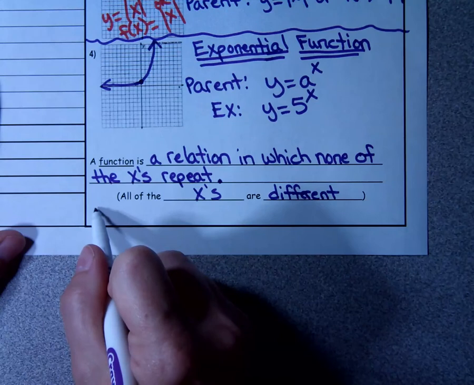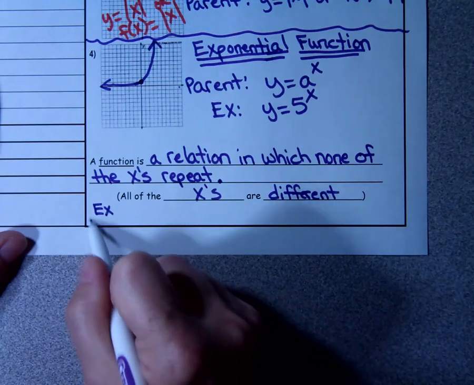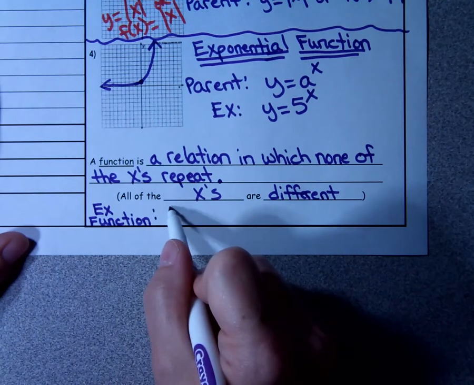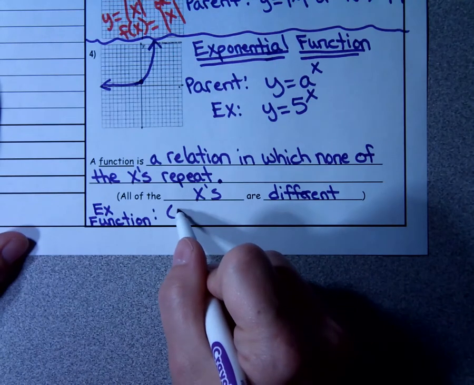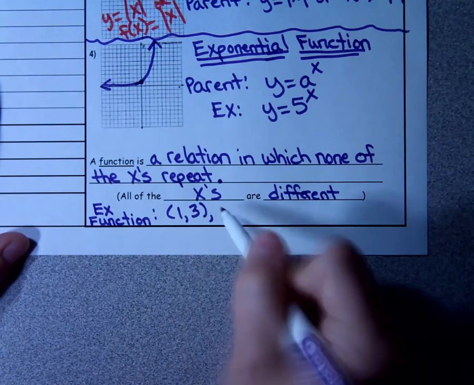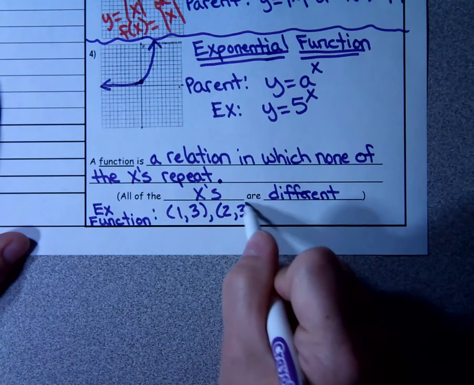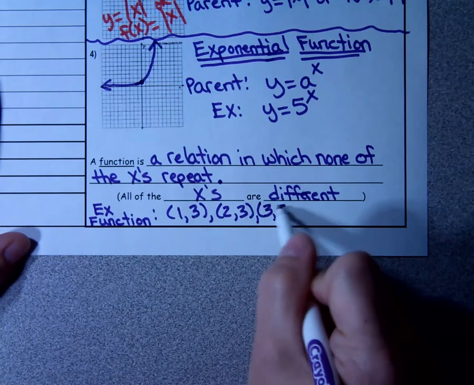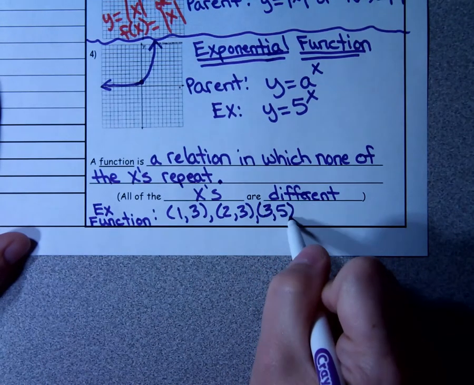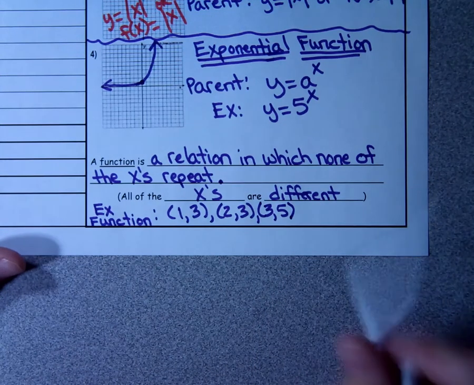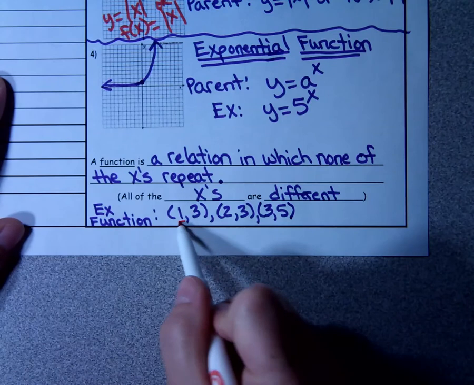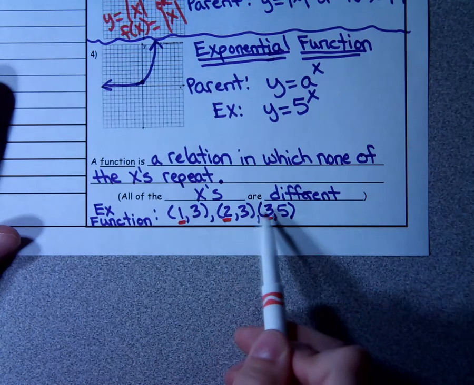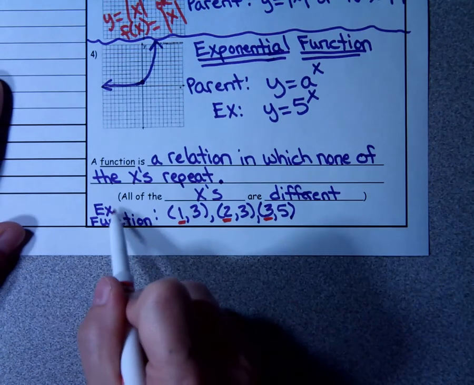So let me show you an example of a function. We could have the ordered pairs (1, 3), (2, 3), and let's say (3, 5). This is an example of something that is a function. So let's just look for a second. Are the x's different? Yes. If all the x's are different, then that's when I know that we have an example of a function.